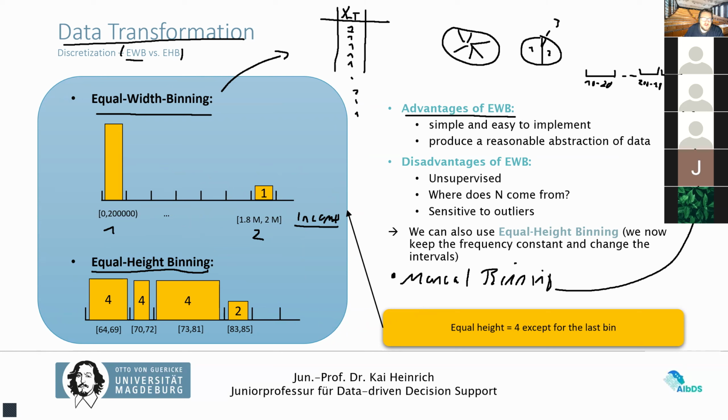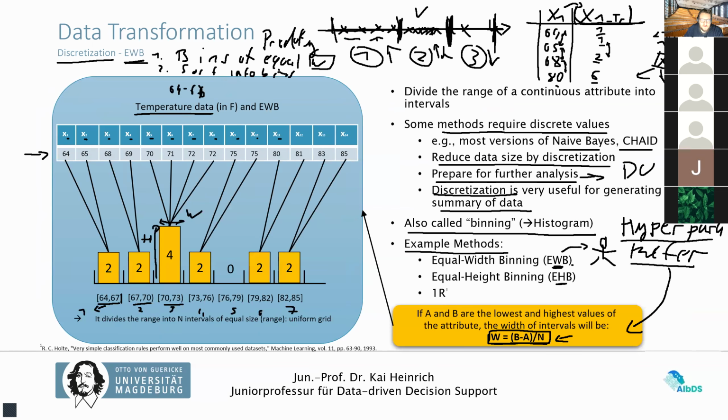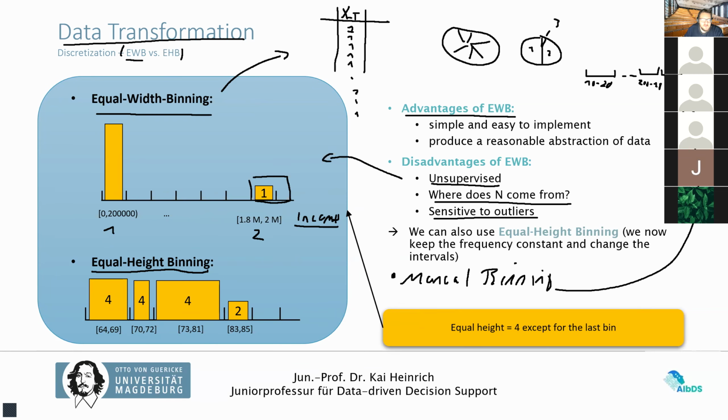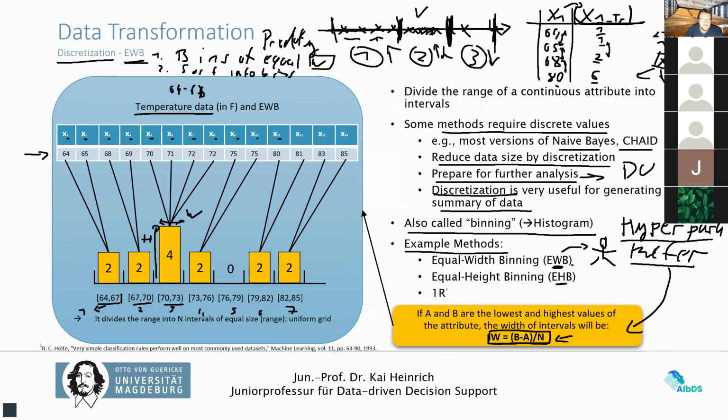Yeah, sometimes, right? The disadvantage is that it's unsupervised, so we have no control over it. Where does n come from? And then it's sensitive to outliers. Obviously, you can see this is sensitive to outliers, right? And we need to know how many data points we have, right? So do we take a sample and so on? These are some things that we have to look at.